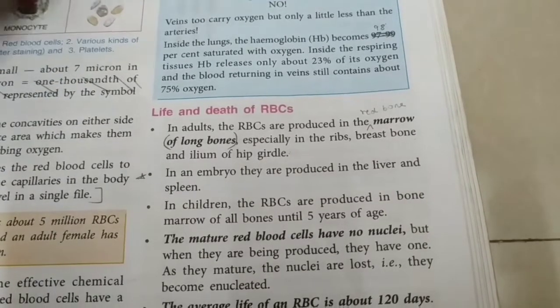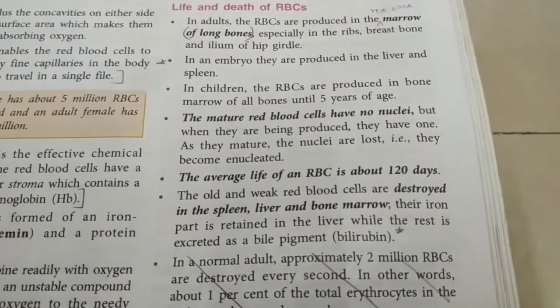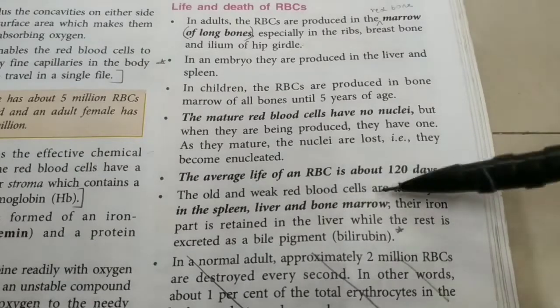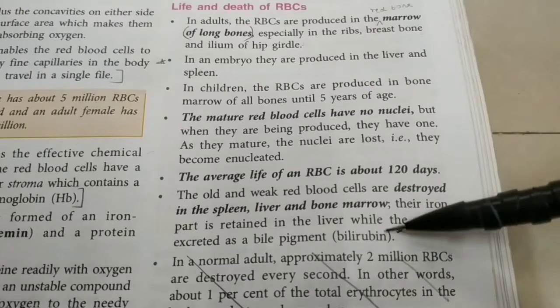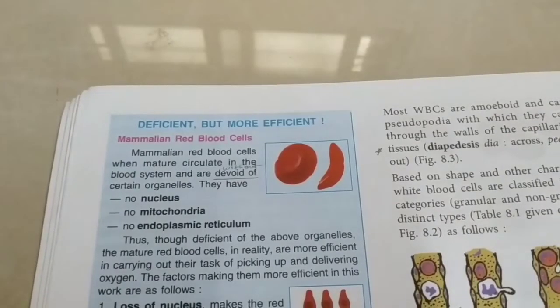They don't have a nucleus, as I explained. And after 120 days, they are destroyed in the spleen, liver, and bone marrow. The spleen, by the way, is called the graveyard of these RBCs. And the hemoglobin's iron part is reused by the liver in making the bile pigment called bilirubin, which is important for digestion.